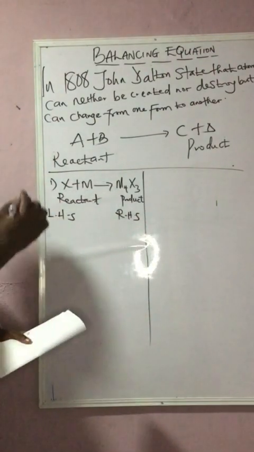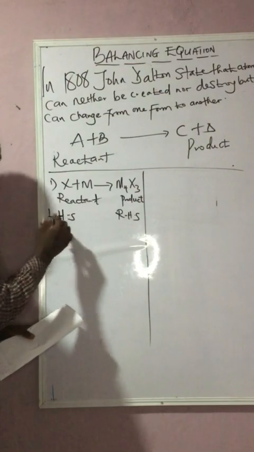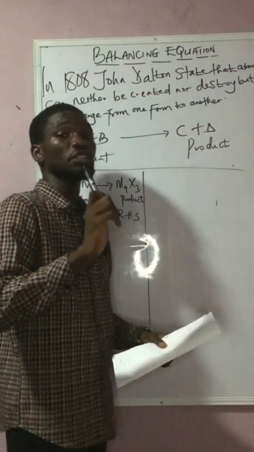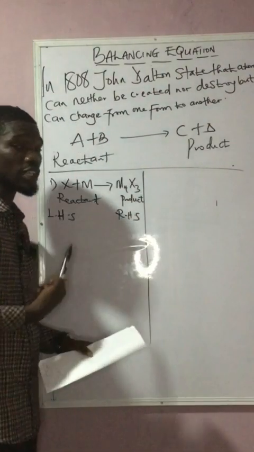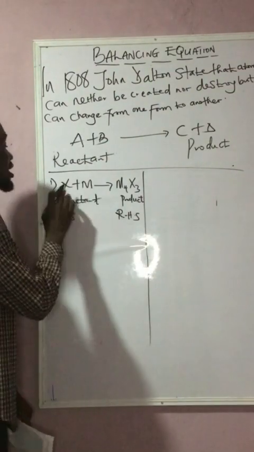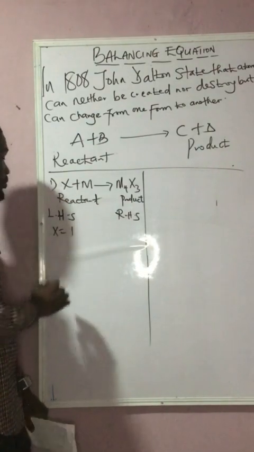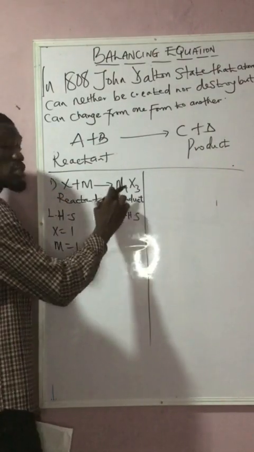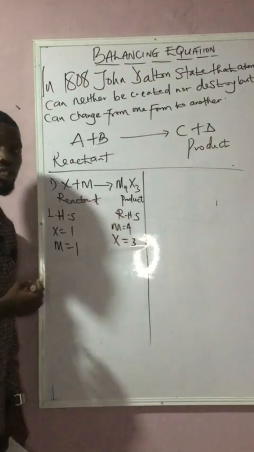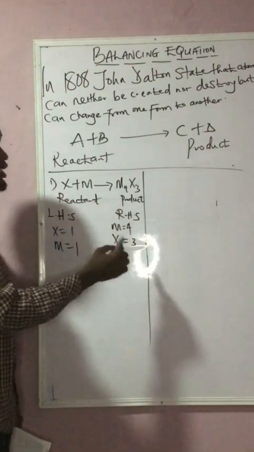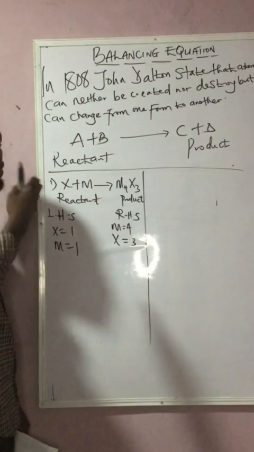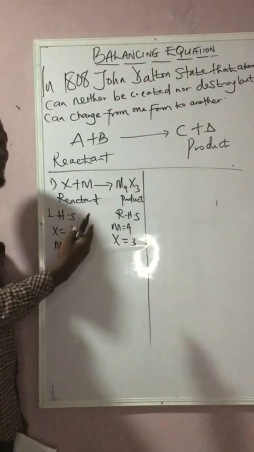So how do we balance this? This is how it goes. Don't forget among the rules, what we call the trial and error method. That is, if you try one number and it does not work, then you try another number until both sides are balanced. Now, at the reactant side, X is equal to 1, M is equal to 1. But going to the product side, our M is equal to 4, our X is equal to 3. Telling you that if I'm to balance both sides, the total number of atoms at the reactant side must be equal to the total number of atoms at the product side too.